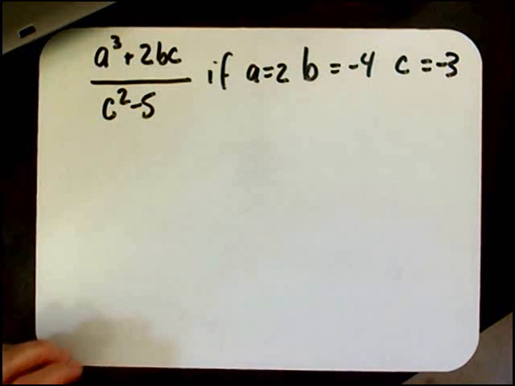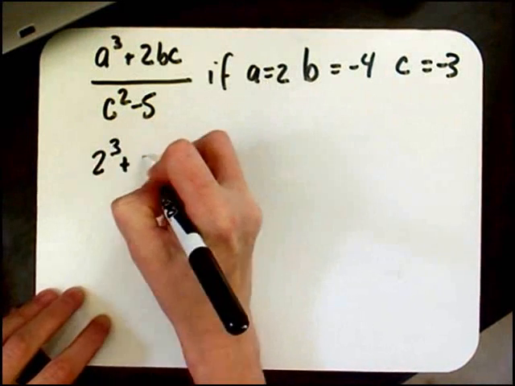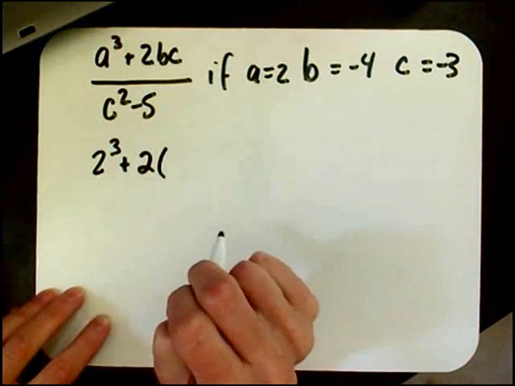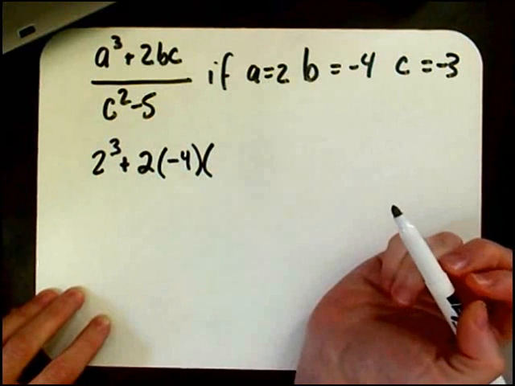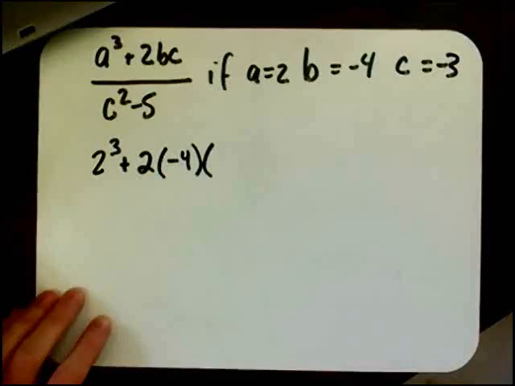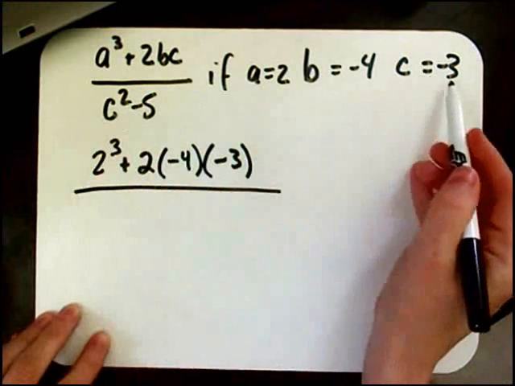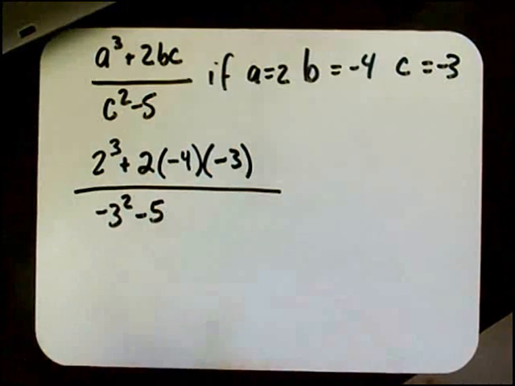So starting at the top, we have a cubed, and a equals 2. So we have 2 cubed plus 2bc. So 2 times, and I'm using open parentheses, 2, open parentheses, -4, close parentheses, open parentheses, c, which is negative 3, close parentheses. All of that over c squared. C is -3, so we have -3 squared minus 5. And if you remember, we need to start evaluating. We do our numerator first and then our denominator with the fraction bar.